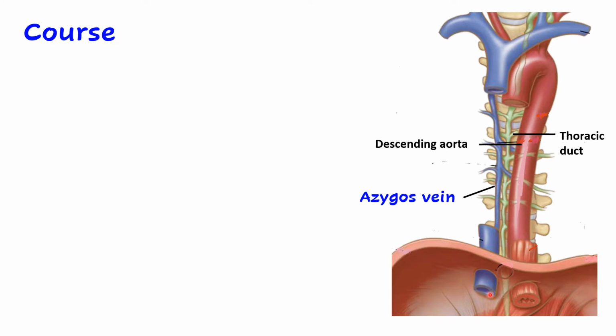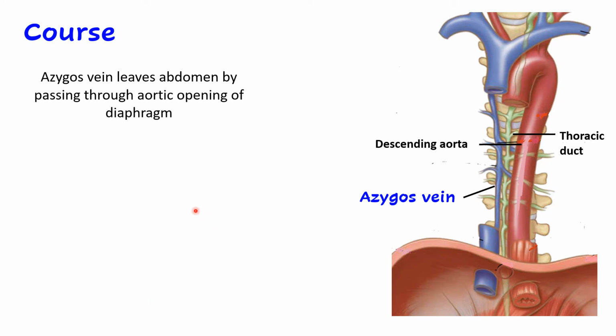We know now the azygos vein is formed on the posterior abdominal wall. Now how does it reach the thoracic cavity? The azygos vein leaves the abdomen by passing through the aortic opening of the diaphragm. All of you must know there are three main openings in the diaphragm. One is for the inferior vena cava, another is for the esophagus, and the third one is for the descending aorta. Here we can see three structures which pass through the same hiatus, the aortic opening: the descending aorta, thoracic duct, and the azygos vein.